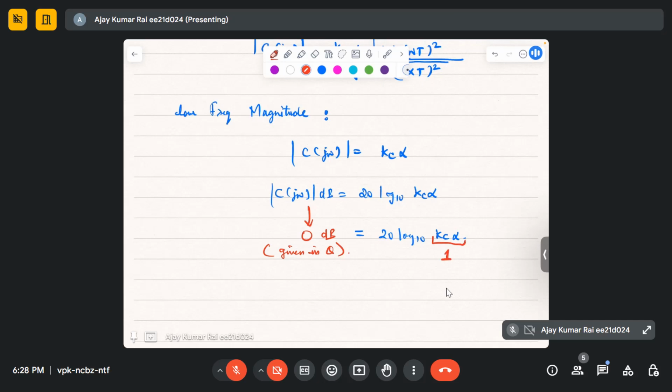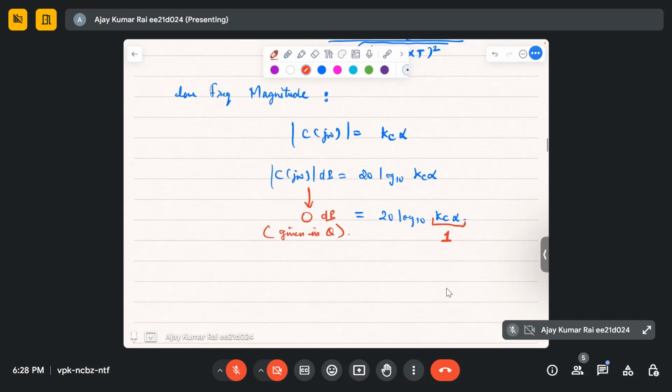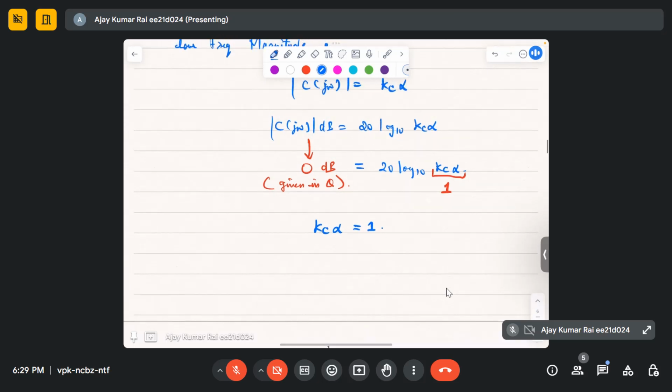So what should be the value of Kc into alpha so that this becomes 0 dB? It should be 1, right? Because log of 1 is equal to 0. So we know Kc into alpha is equal to 1. And from the previous question, we know alpha is equal to 0.1.